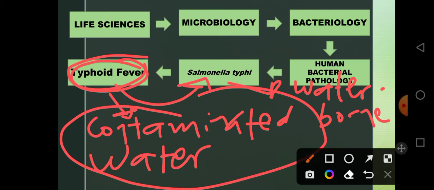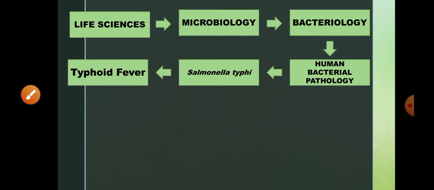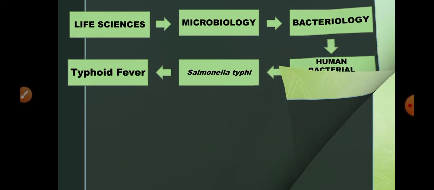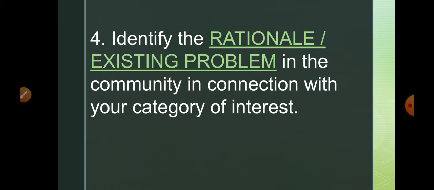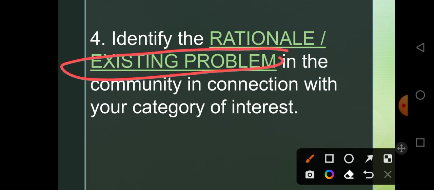Okay? So, how can we categorize the occurrence of typhoid fever? Okay, class. So the outbreak of typhoid fever caused by Salmonella typhi is actually our existing problem. And that will be our next guideline. So, you must identify your rationale, okay? And your rationale, class, is actually our existing problem. And actually, our existing problem is also our research problem.